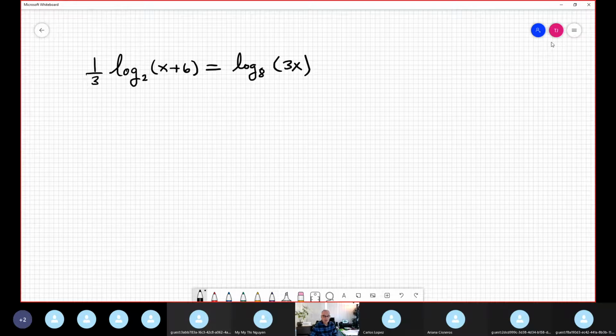So in this problem, it's the first time you face this situation. Okay, you have different bases. So the property number 5, number 6, number 7, you cannot apply.